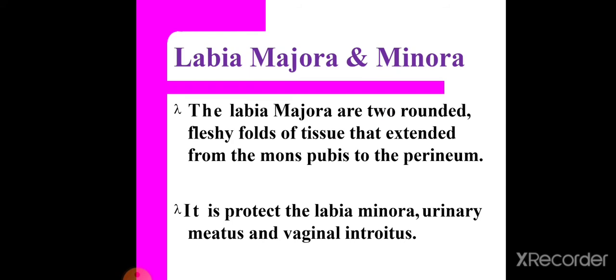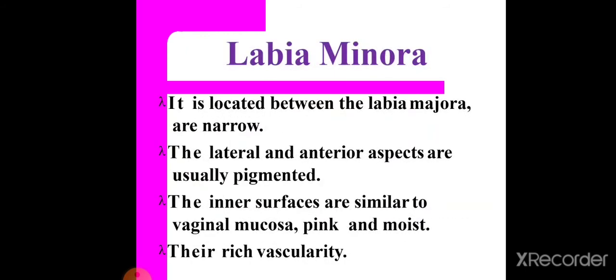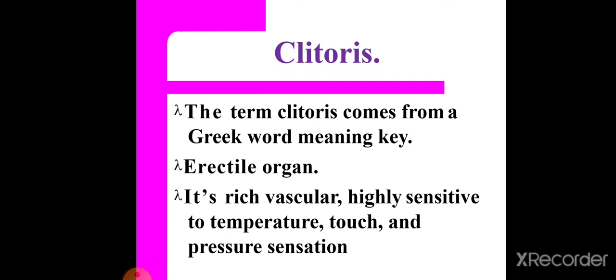Labia majora are two rounded fleshy folds of tissue that extend from the mons pubis to the perineum. They protect the labia minora, the urinary meatus and the vaginal introitus. Labia minora is located between the labia majora and is narrow, and the lateral anterior aspects are usually pigmented. The inner surfaces are similar to the vaginal mucosa. It is pink and moist, with rich vascularity.